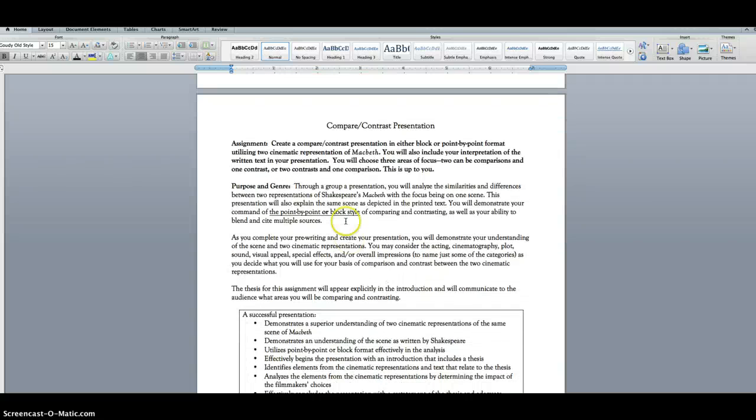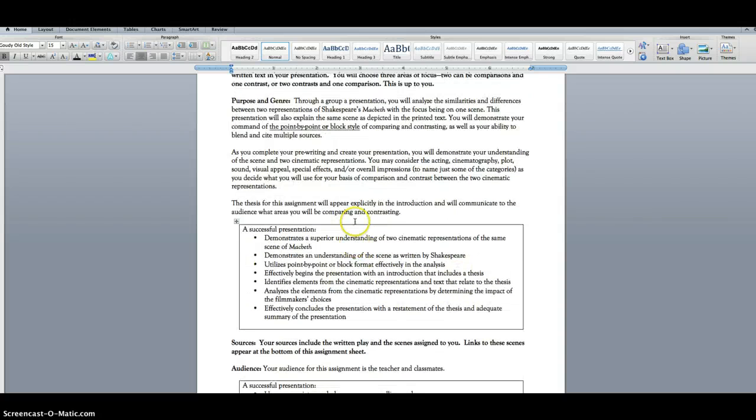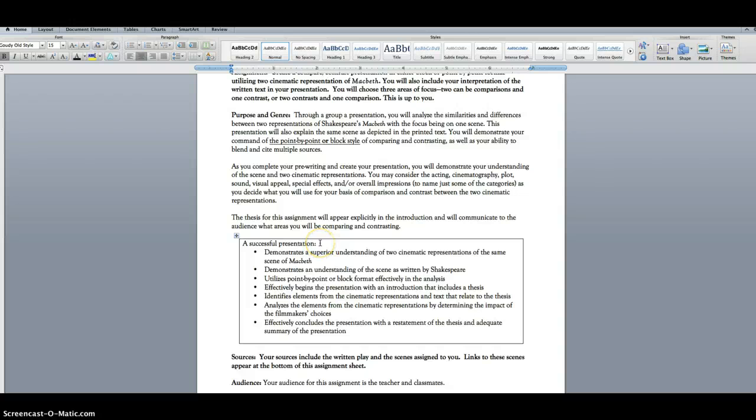Okay, the assignment is broken down into the quick explanation of the assignment being, again, that it's a compare and contrast presentation, comparing a scene from the source text to 2 cinematic representations of the play. This particular assignment is written for Macbeth. We've combined the former rubric with this assignment sheet. So what you see here are the bullet points that were previously listed under purpose and genre on the former rubric. So this is guidance for students on what they need to do in order to be successful on this assignment.